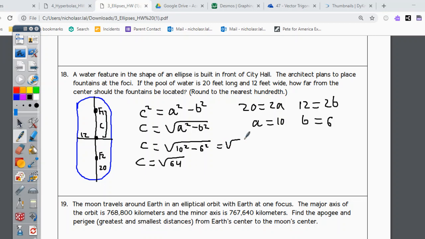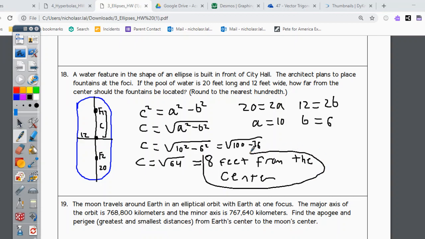So that's equal to the square root of 100, 10 squared minus 6 squared, 36. 100 minus 36 is 64. Square root of 64 is equal to 8. So the fountains should be 8 feet from the center. Eight feet from the center.